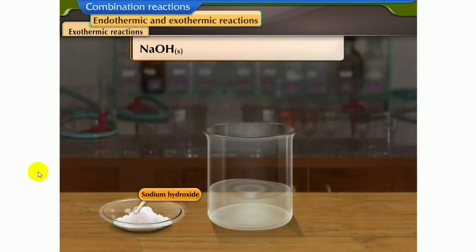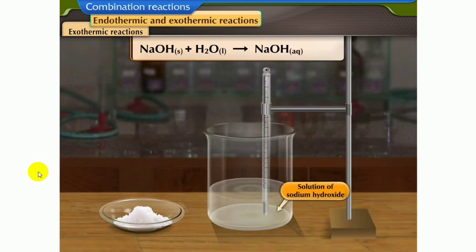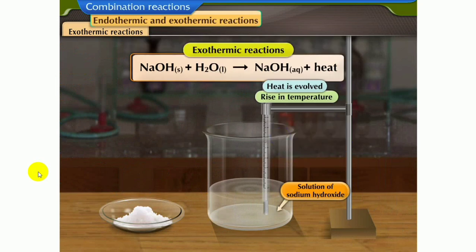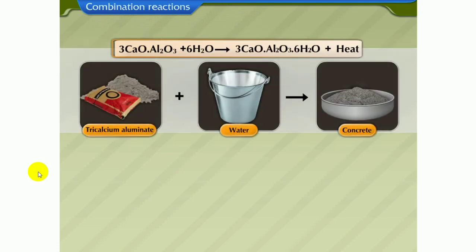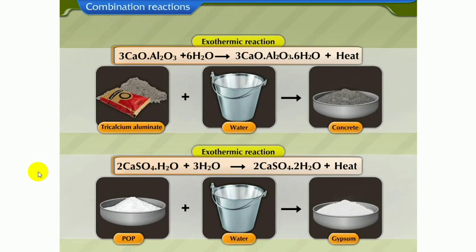Exothermic reactions. Sodium hydroxide reacts with water to form a solution of sodium hydroxide. In this reaction, heat is evolved. Hence, there is a rise in temperature. Reactions in which heat is evolved are called exothermic reactions. Formation of concrete and the manufacture of gypsum, which we discussed earlier, are both exothermic reactions as they involve liberation of heat.